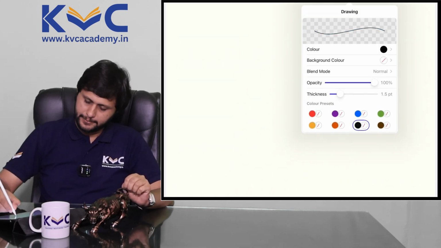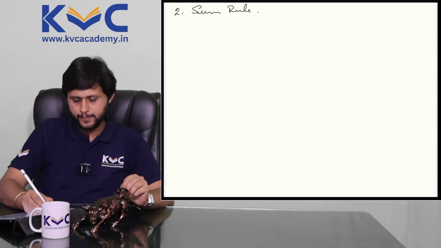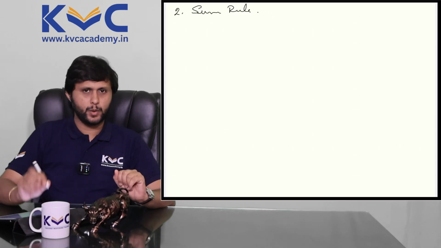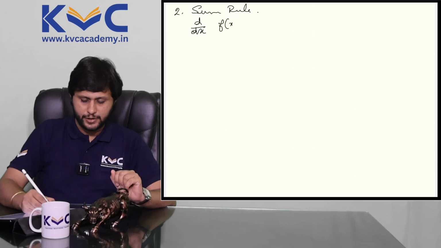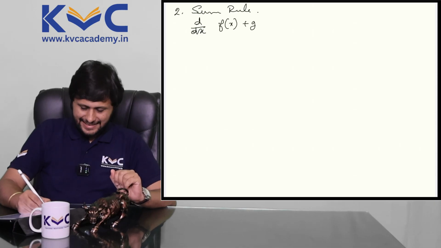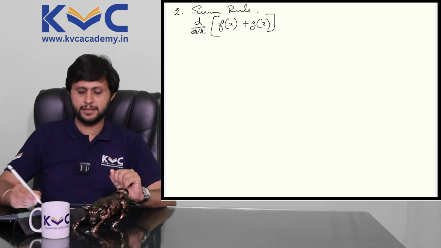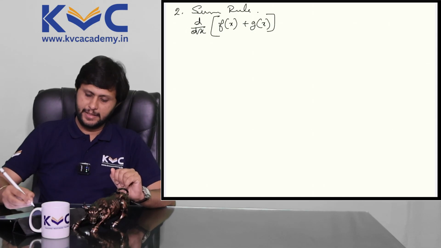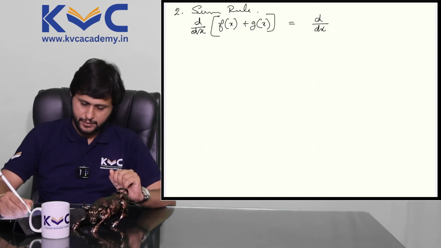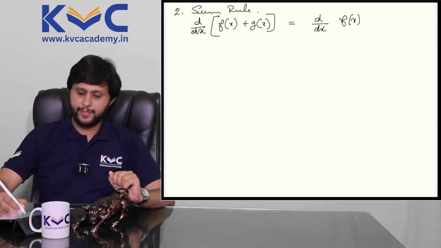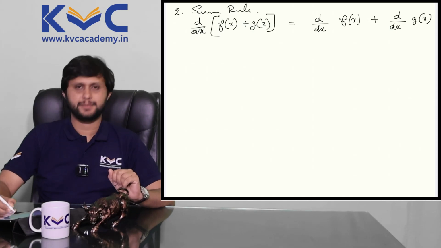This is the second one. We have the sum rule. This is also very easy. All that you need to do: if we have to differentiate one function plus another function, I'm putting a square bracket for this, differentiation of first function plus second function, then what do we need to do? This is equal to differentiation of first function plus differentiation of second function.